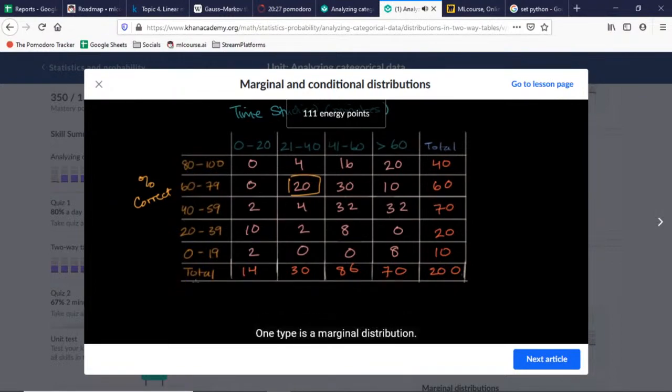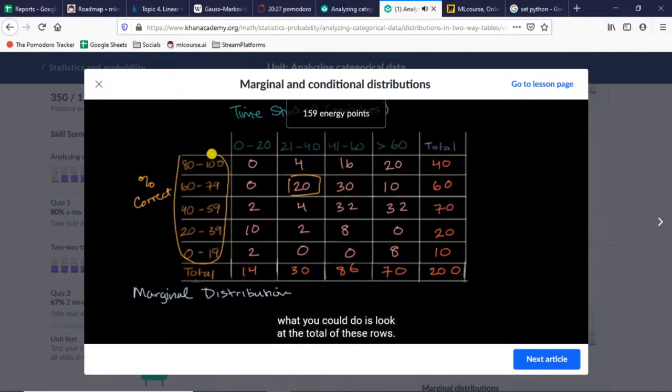One type is a marginal distribution. And a marginal distribution is just focusing on one of these dimensions. And one way to think about it is you can determine it by looking at the margin. So for example, if you wanted to figure out the marginal distribution of the percent correct, what you could do is look at the total of these rows. So these counts right over here give you the marginal distribution of the percent correct. 40 out of the 200 got between 80 and 100. 60 out of the 200 got between 60 and 79, and so on and so forth.